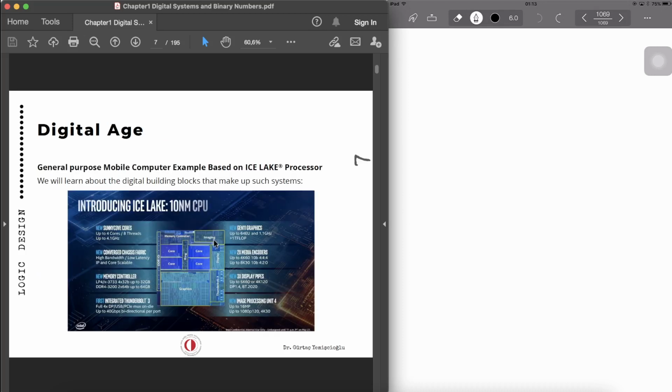So we can give an example of a typical digital processor, a general mobile processor, which is the Intel Ice Lake processor, which has 4 cores, some imaging and graphics modules in there, memory controllers, and some other media encoders and so on. So this is a typical 10 nanometer CPU.